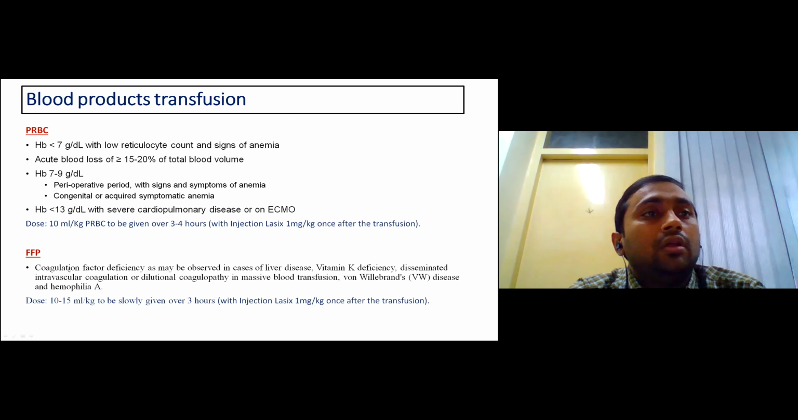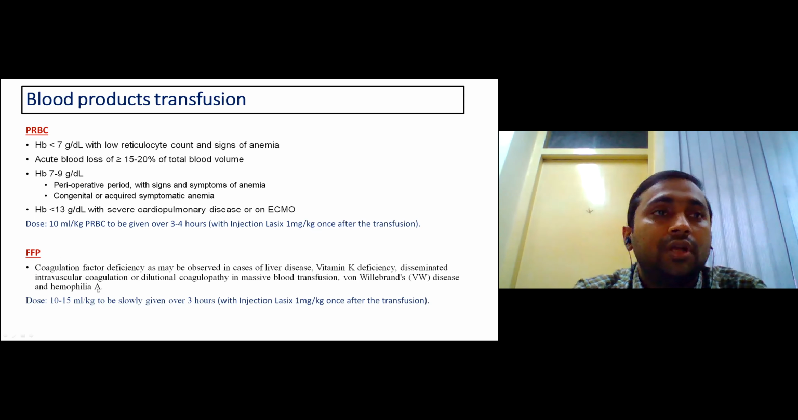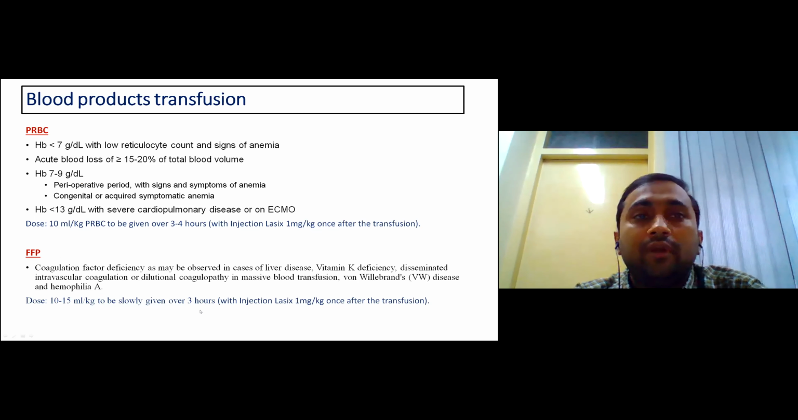FFP is given in many coagulation factor deficiency states, which may be seen in liver disease, vitamin K deficiency, and DIC. And the dose is 10 to 15 ml per kg, and it has to be given very slowly over 2 to 3 hours, and again with the Lasix cover.